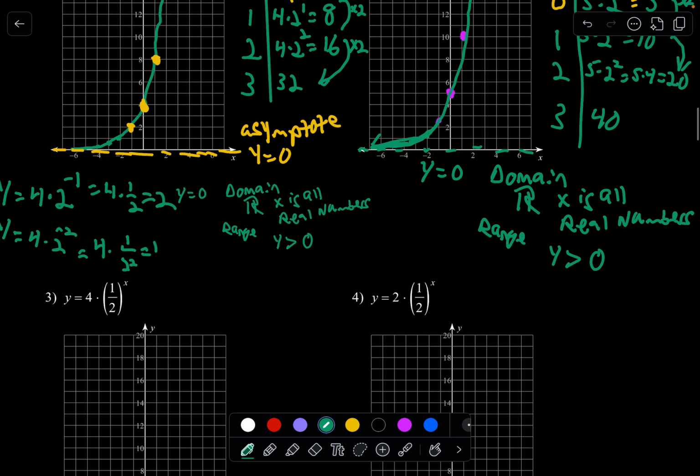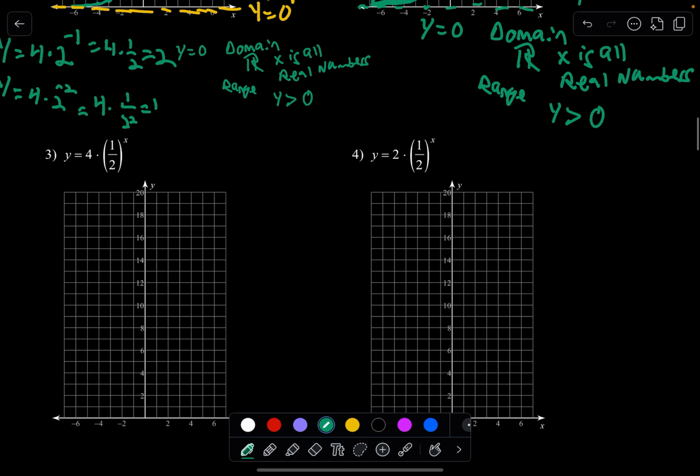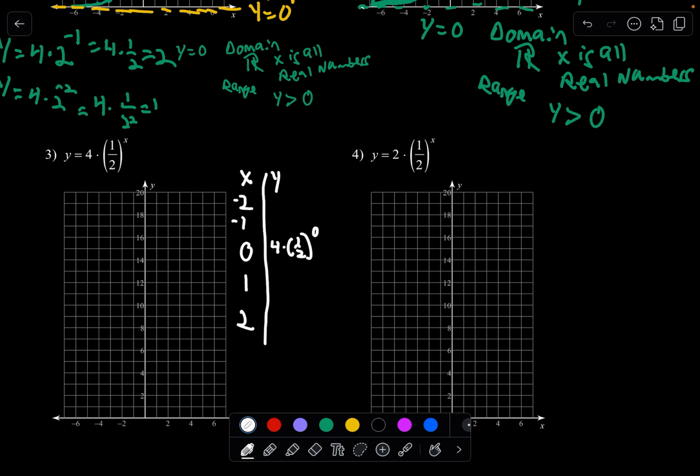Now compare that to 3 and 4. All right? Making a table for number 3, it's going to be x, y, and then we're going to put 0, 1, 2, and then negative 1, negative 2. Okay, when you put 0 in, that's 4 times 1/2 to the 0, which is 4 times 1, which is 4. So we know it crosses the y-axis at (0, 4). In other words, the number that's multiplying, the a, will be the y-intercept, as long as we're not shifting the graph around, up and down and left and right.